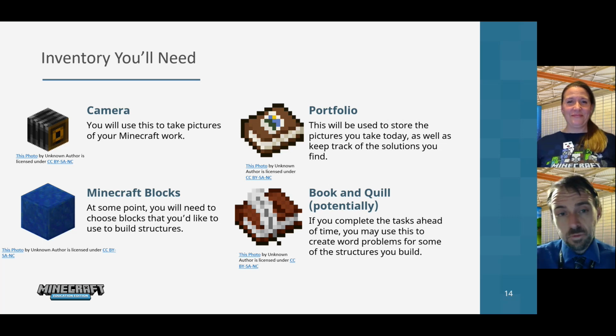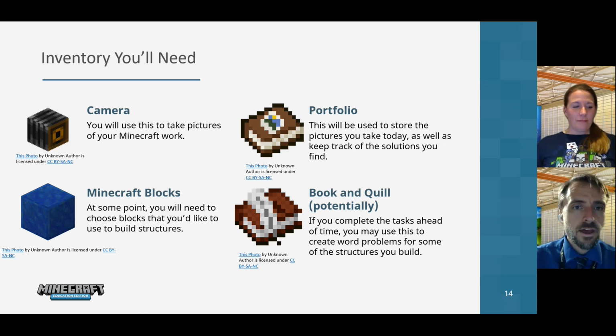So once you pop into the Minecraft world, which you're going to do here very shortly, you're going to end up with some inventory, like I told you earlier, already in your hotbar, including some blocks. You're going to have a camera, which is pretty handy. We'll show you how to use that real quick if you don't know how. And then your portfolio is going to be the place where you're going to keep your work. You're going to take pictures of it, and you're also going to write us some math formulas for that.